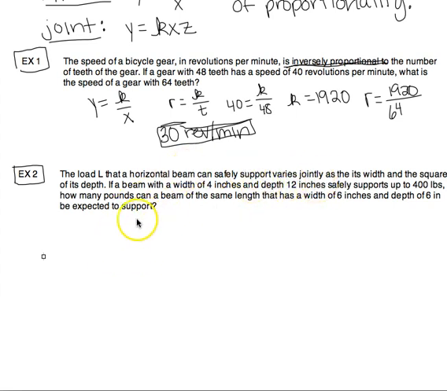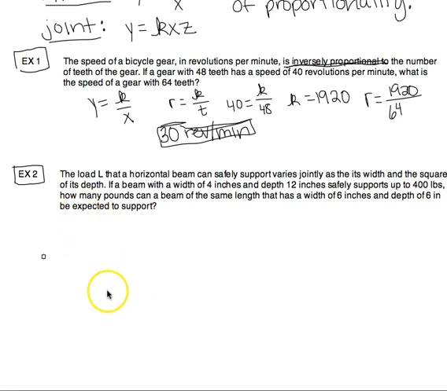It says the load L that a horizontal beam can safely support varies jointly as its width and the square of its depth. If a beam with a width of 4 inches and depth 12 inches can safely support up to 400 pounds, how many pounds can a beam of the same length that has a width of 6 inches and a depth of 6 inches be expected to support?